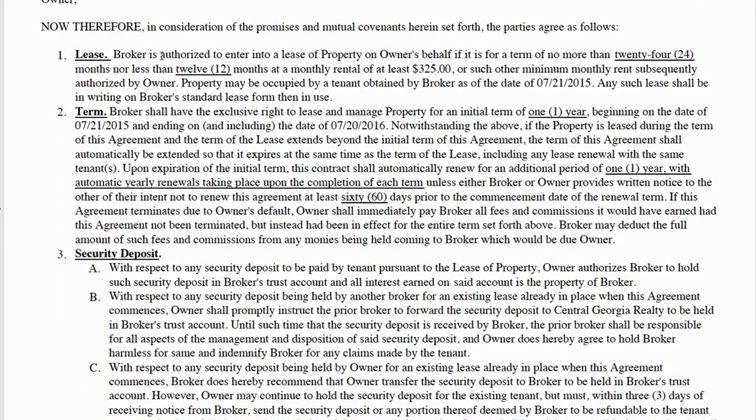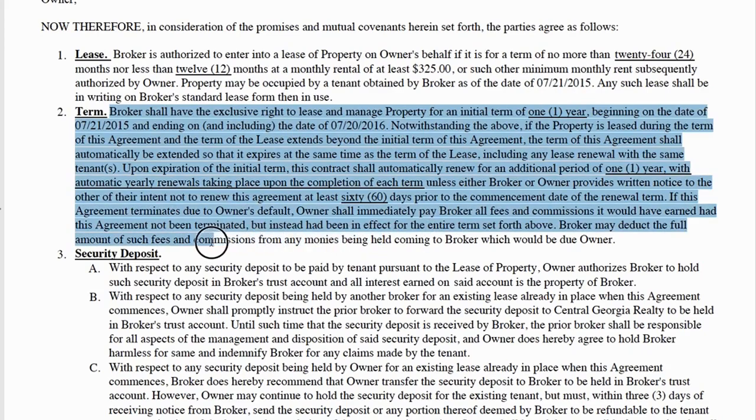It'll show the term of the contract, which is the term of the lease that you're asking us to enter into. By default, it says 12 to 24 months, and then it'll have a minimum rent amount listed that you're authorizing us to lease the property for. And finally, it will have the date when the property can actually be occupied by a tenant.